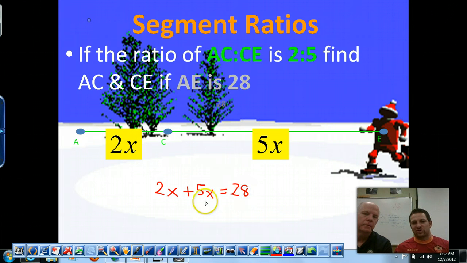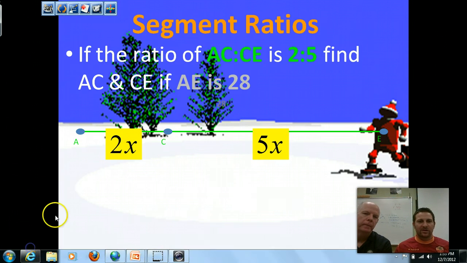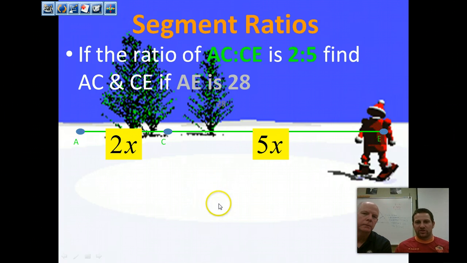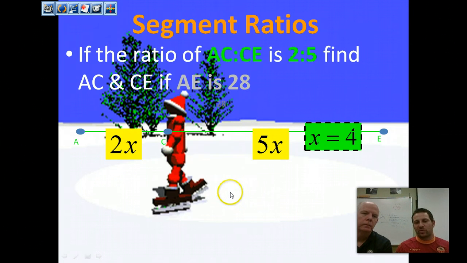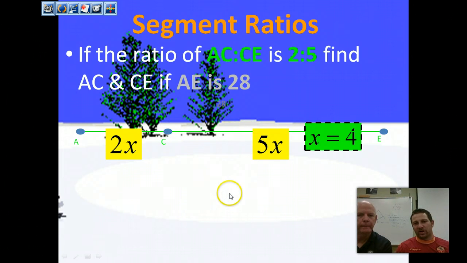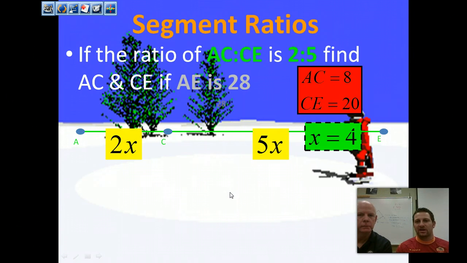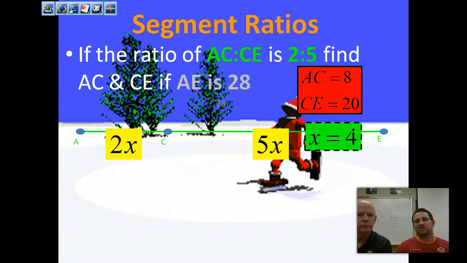Now I know you guys already saw the answer is 4, but we're going to fix that. So then you get 7x equals 28. And what times 7 makes 28? Well, x equals 4. Now, 4 is not the answer. Remember that. They wanted to know what AC was and CE, so that's where you have to go back and plug it in. So 2 times 4 is 8, and 5 times 4 is 20.